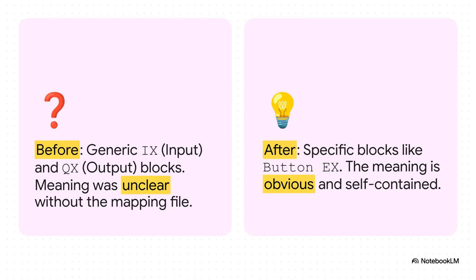So how did they pull this off? Well, this is the magic right here. This is the core of the whole change. Before, you had this generic block called IX. What was it? A button? A sensor? Who knows? You had to go look it up in the mapping file. But now the block itself tells you what it is. It's not a generic input, it's a button EX block. It's a soft key EX block. The connection to the physical hardware is baked right into the block. It's no longer a separate piece of information.